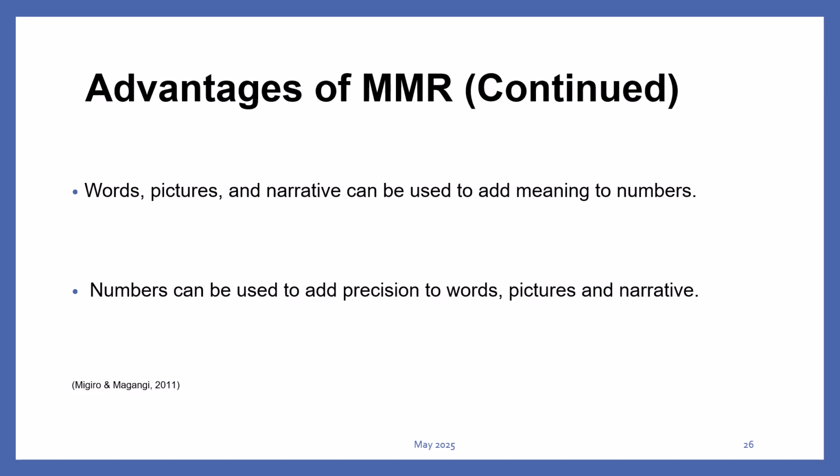As we mentioned in the previous slide regarding advantages of mixed method research, words, pictures, and narrative can be used to add meaning to numbers, and numbers can be used to add precision to words, pictures, and narratives.